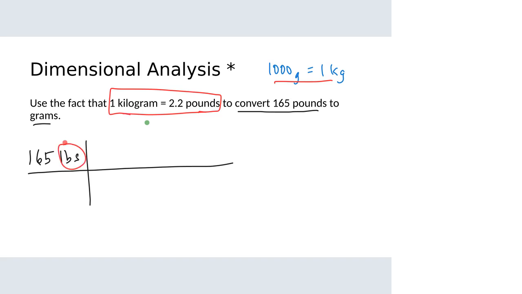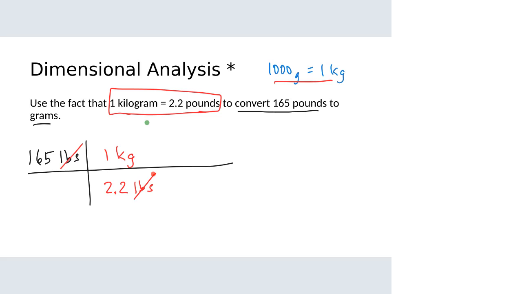Because I want pounds to cancel, I'm going to put the 2.2 pounds on the bottom and the 1 kilogram on the top. If you don't understand why a number got put where it did, please ask. I'm positive that you're not the only one with the question. The reason I put the pounds on the bottom is because now these pounds cancel, because I have one on top and one on the bottom. They cancel, and the units I have now are kilograms.